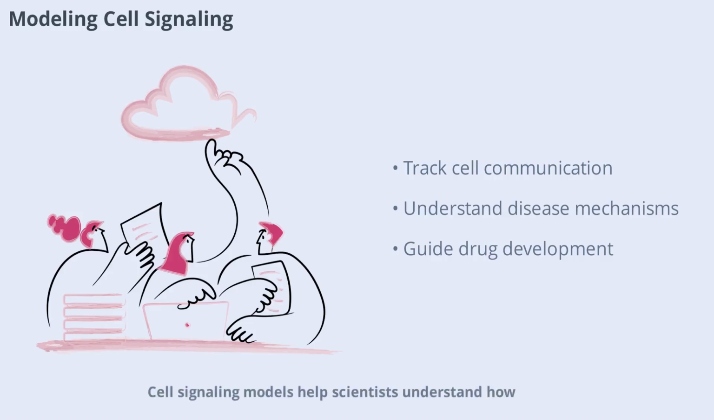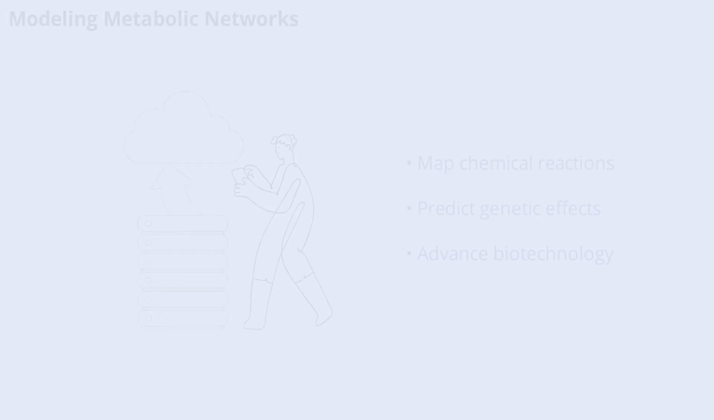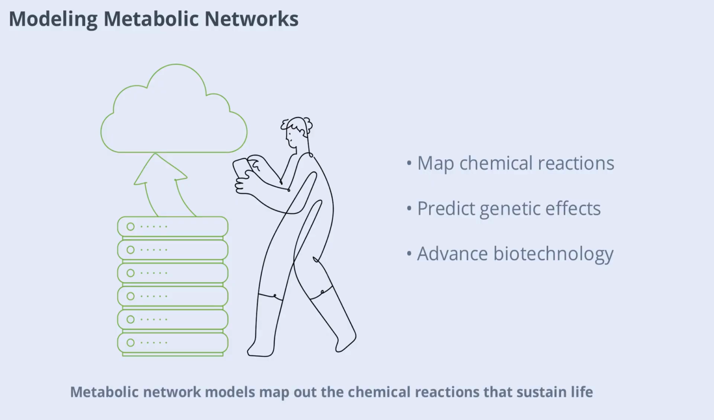Cell signaling models help scientists understand how cells communicate and respond to their environment. These models use equations and simulations to track the flow of information through signaling pathways. By modeling these processes, researchers can uncover how cells make decisions, how signals go wrong in diseases, and how drugs can restore normal function.